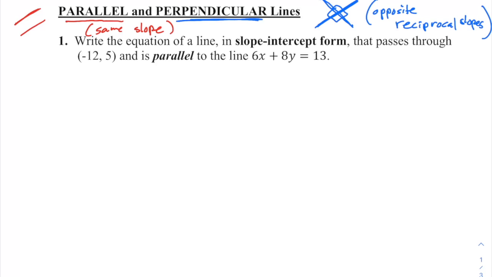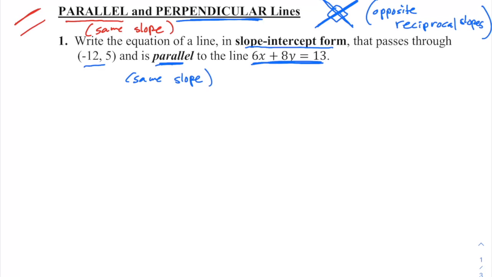So in number one, we're trying to write the equation of a line in slope-intercept form, so that's y equals mx plus b, that passes through this point and is parallel to this line, 6x plus 8y equals 13. So parallel means these two lines are going to have the same slope. I'm trying to write the equation of a line that has the same slope as this line right here.